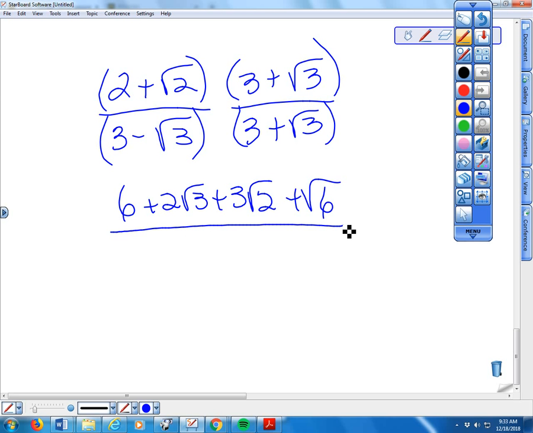The denominator, I have 3 times 3 is 9. 3 times the square root of 3 minus 3 times the square root of 3 is 0, so that goes away. And negative square root of 3 times the square root of 3 is negative 3. So the denominator is just 6. And this is my answer. If I could pull a 6 out of everything, I would go ahead and do that. But this would work. This does not. This would to 1/3. This would to 1/2. But this does not. So I'm just going to leave it like this.